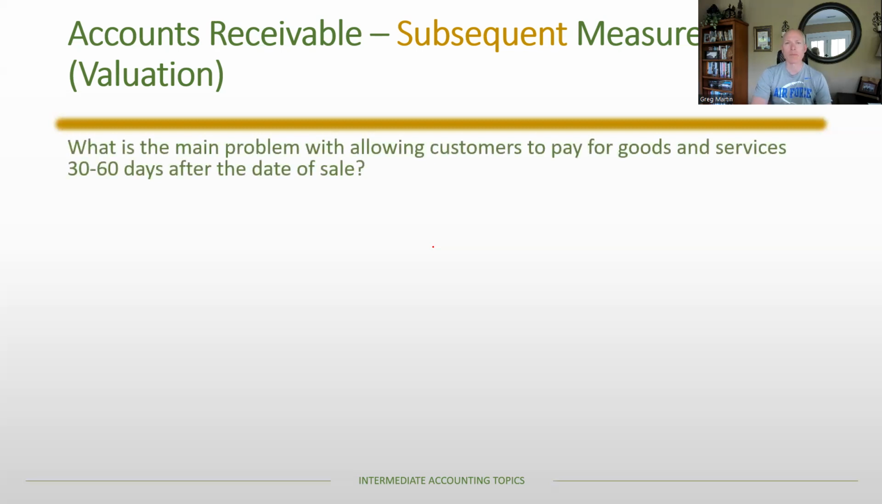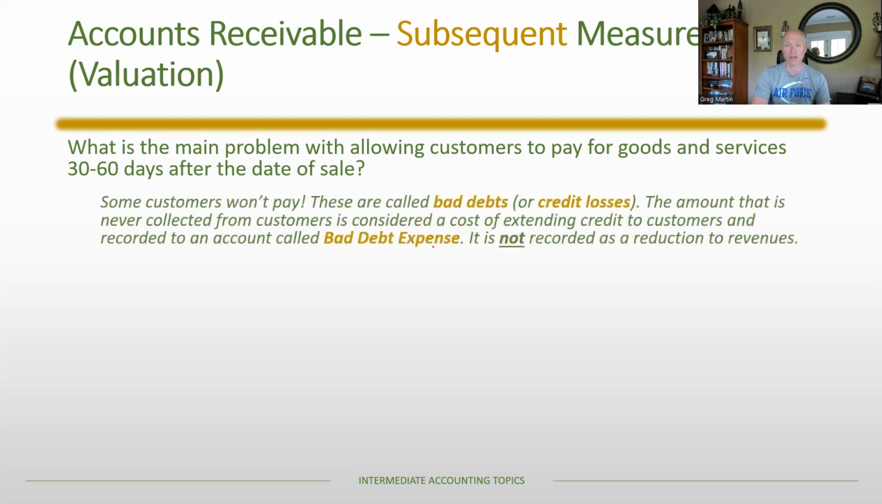Whenever we think about extending credit and we have receivables, what is the main problem? Whenever we have this extension of credit, even for 30 to 60 days, what's the main issue that we might have? The answer is a lack of collection. Somebody won't pay. Anytime you extend credit, the biggest risk is that somebody won't pay. When somebody doesn't pay, we call that a bad debt, or sometimes a credit loss. Bad debt and credit loss are kind of synonymous.